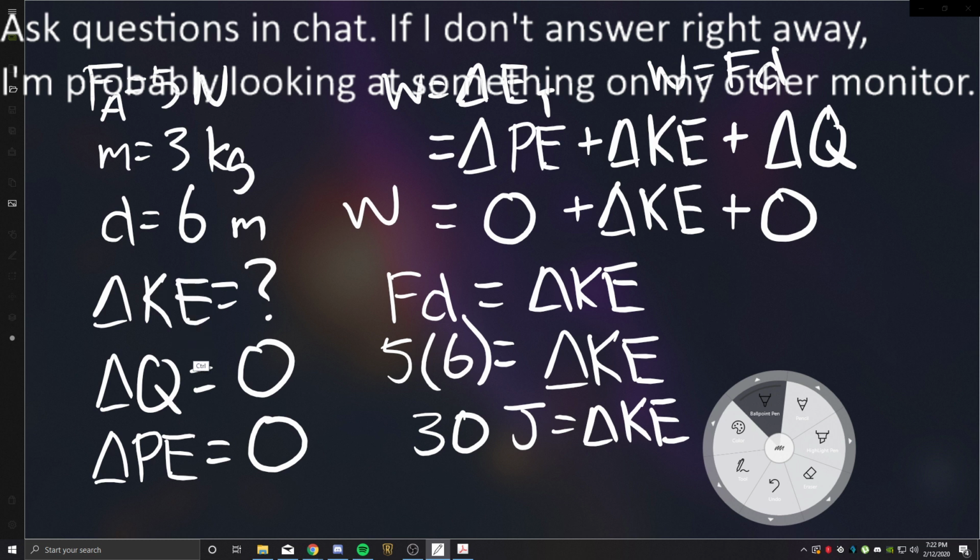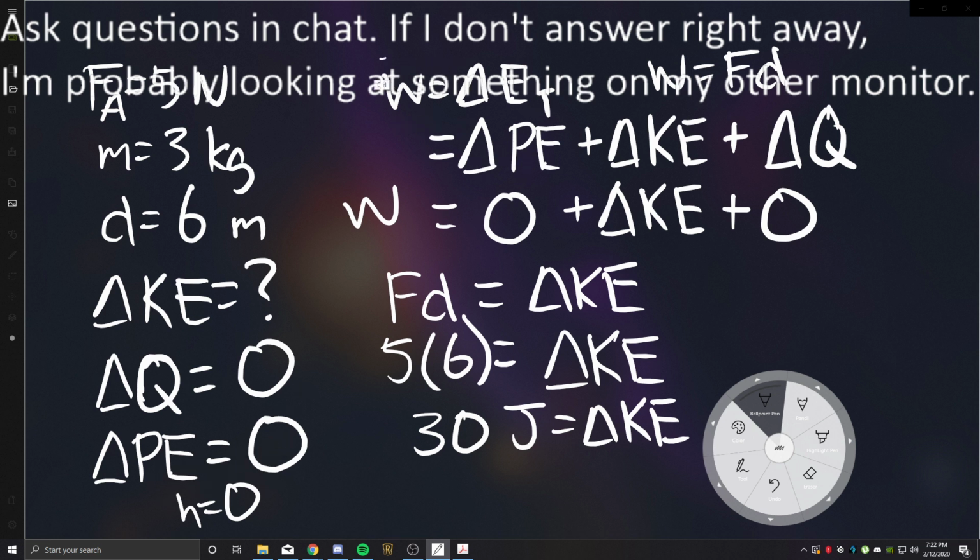Now, it says frictionless surface. Because it's frictionless, you can say that your change in internal energy is zero, because you're not losing any energy due to heat. And since we're just going horizontally, you're not changing your height either. Because you're not changing your height, your change in potential energy is zero.